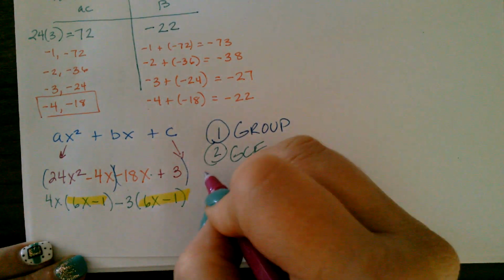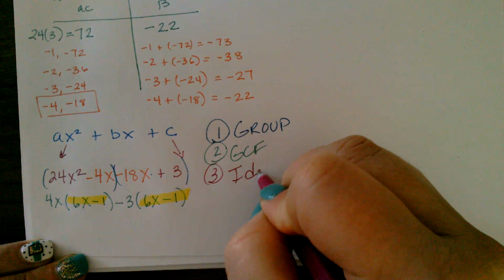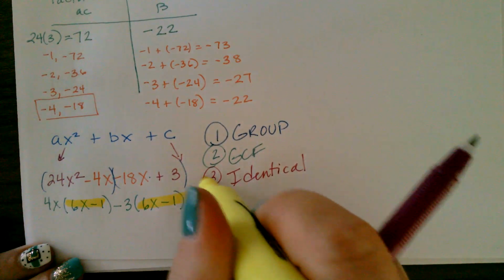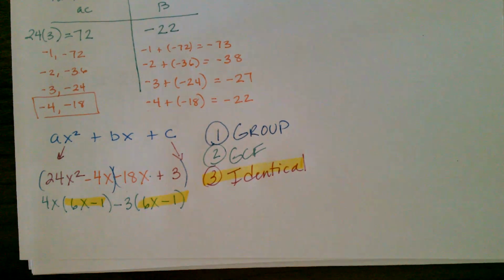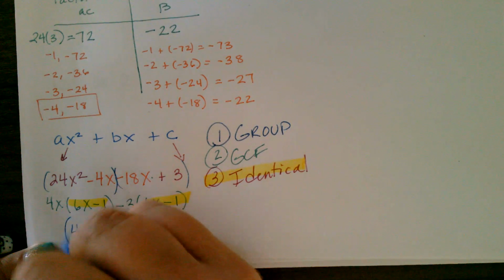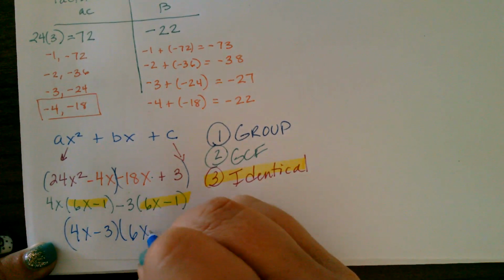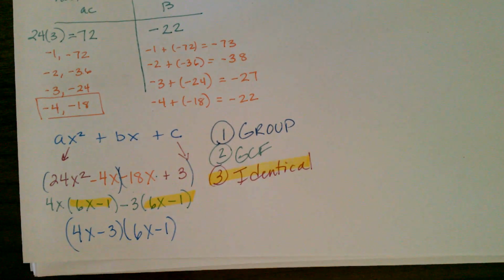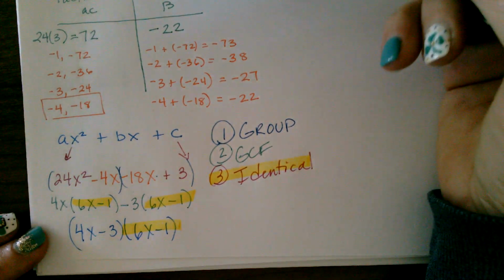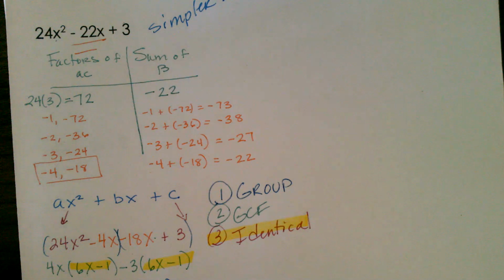I will have a set of identicals. Highlight that too. Now I will do some combining. You combine greatest common factors and one set of the identical. If we FOILed this out, we would end right where we started.